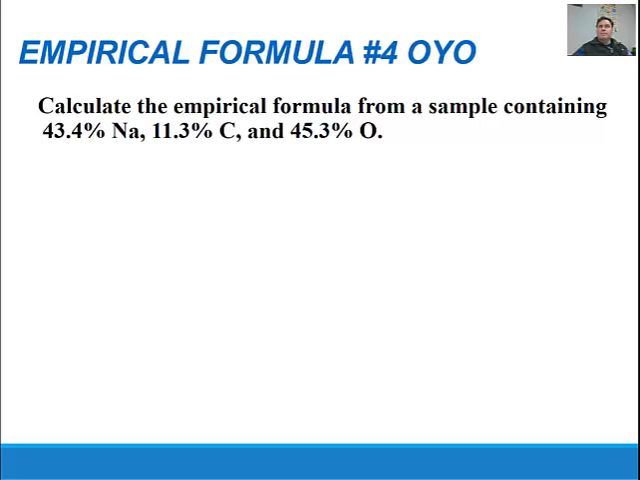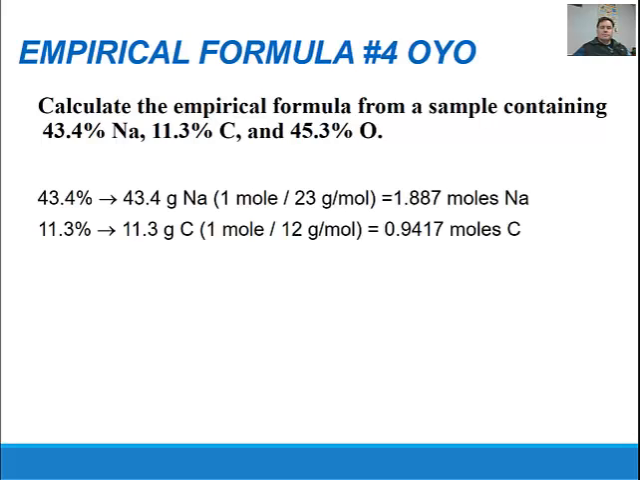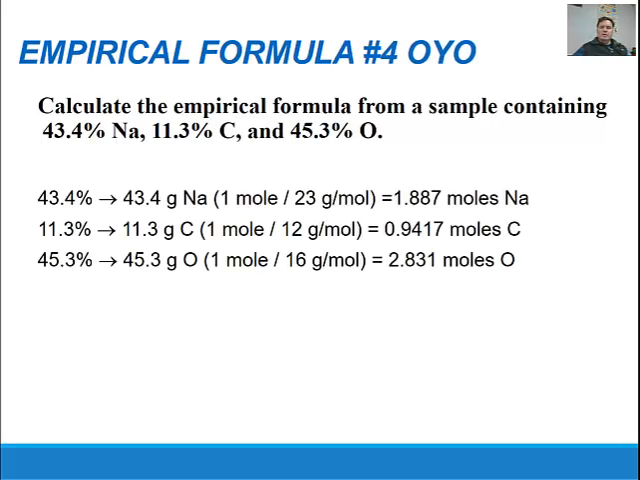All right, first step, change all your percents into grams. Assume we have 100 grams, okay, and then convert. So it's showing it a little different way right in it. So we end up with 1.887 moles of sodium, 0.9417 moles of carbon, and 2.83 moles of oxygen.